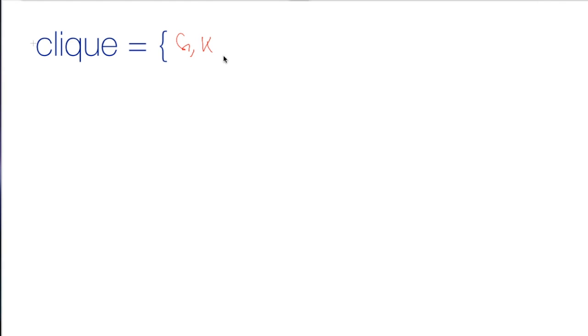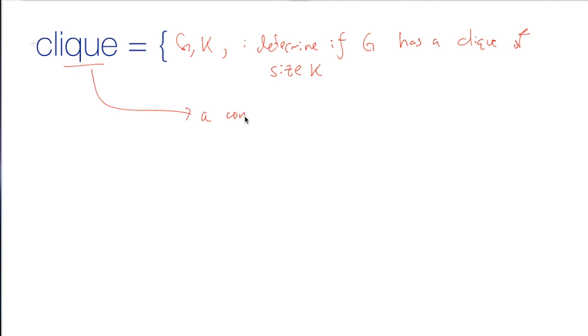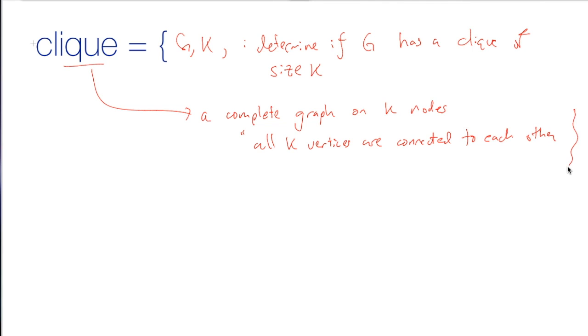and you'd like to determine if G has a clique of size K. And by that, a clique means a complete graph on K nodes, meaning all K vertices are connected to each other.